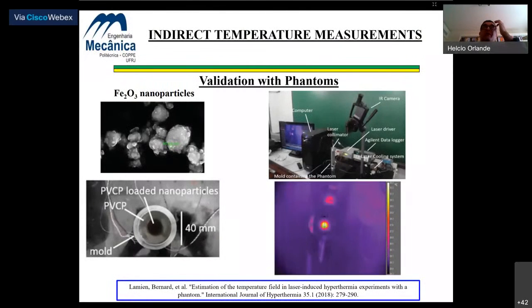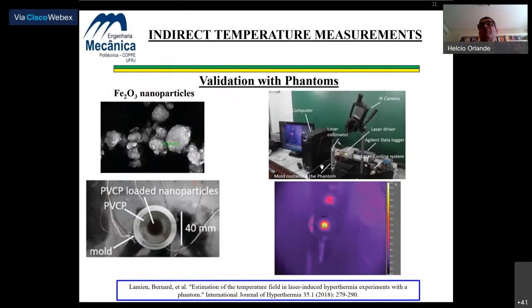This technique has been validated with phantoms heated by a laser. This phantom contained a region that mimics the tumor, and this region, in the format of a disc, contains iron oxide nanoparticles that we have manufactured. The internal temperatures were monitored by thermocouples. We can see the wires of the thermocouples here.